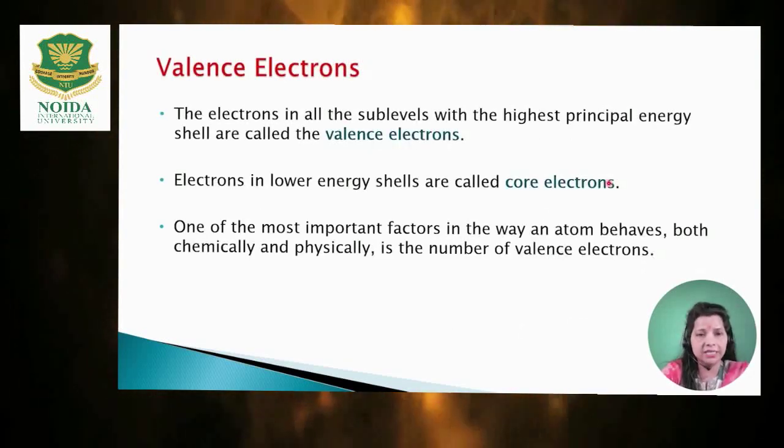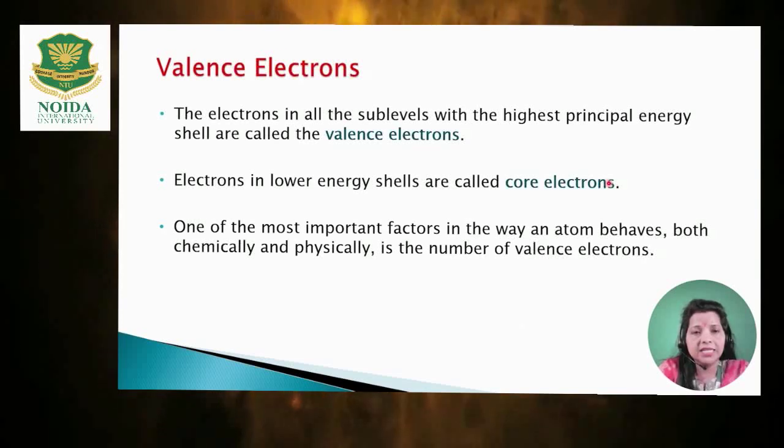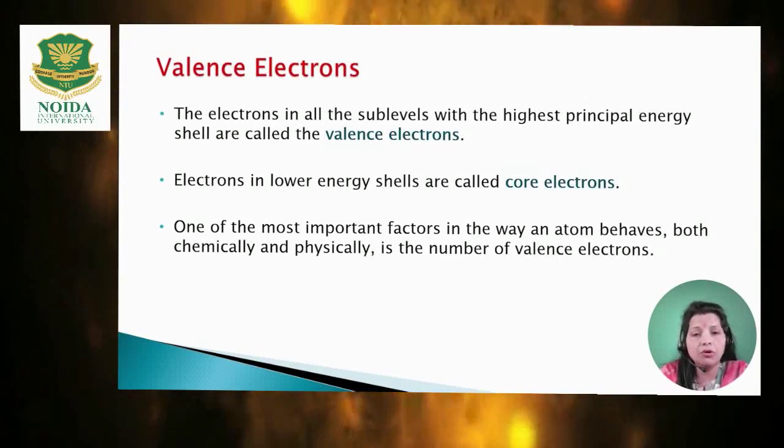Now the valence electron. What are the valence electrons? The electrons in all the sublevels with the highest principal energy shell are called the valence electrons. Electrons in the lower energy shells are called the core electrons. One of the most important factors in the way an atom behaves, both chemically and physically, is the number of valence electrons. It means only the valence electron number decides how any element will react chemically or physically, right?